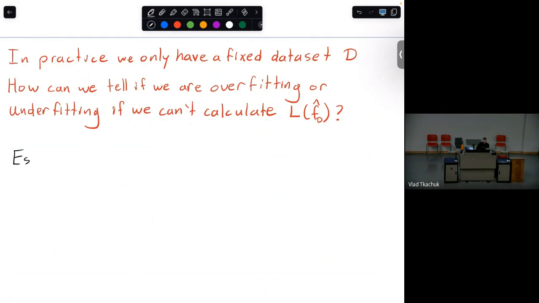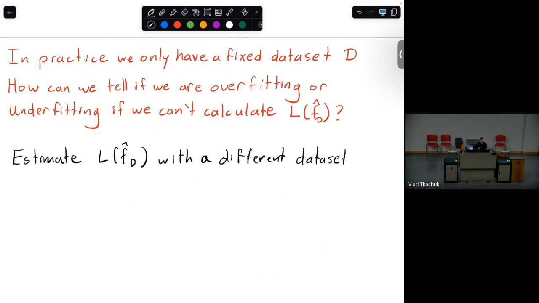So here's the solution. Estimate this L of f hat of D business with a different data set. And we will call this data set D test. This is the standard.